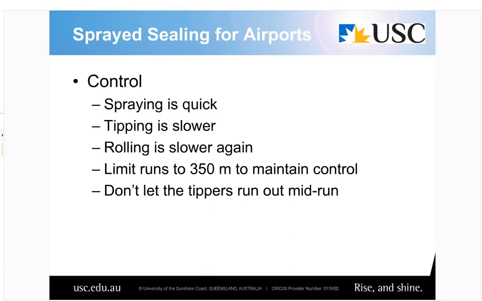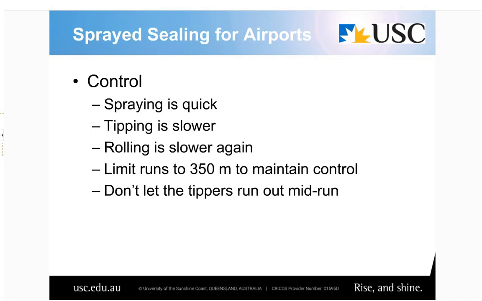One of the other key elements of spray seal construction is control. The sprayers go really quickly, so if you start spraying and let the sprayer go from one end of your runway to the other, you'll be almost finished by the time your aggregate tippers get onto the seal and start doing their job. The tippers are much slower than the sprayer, and they'll always lag behind, and the rolling is much slower again. So my advice is to limit the runs to 350 metres or thereabouts.